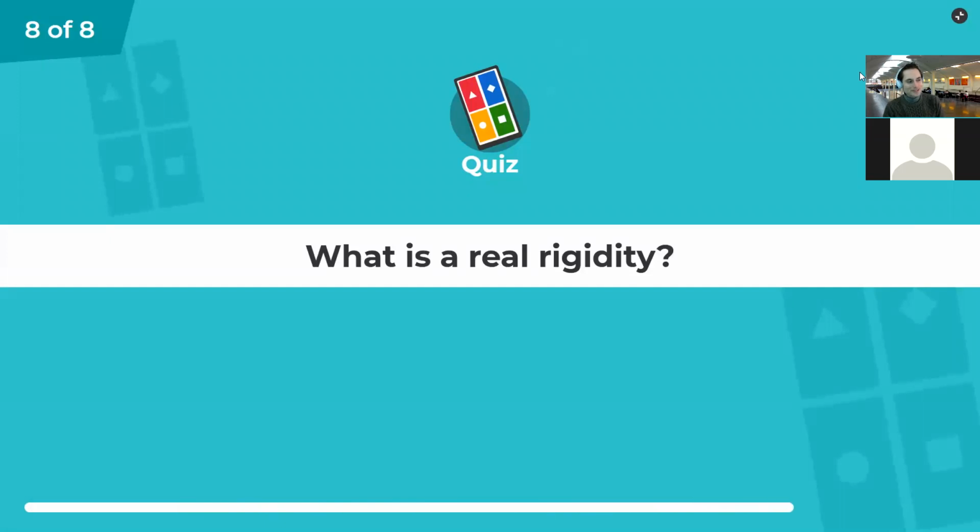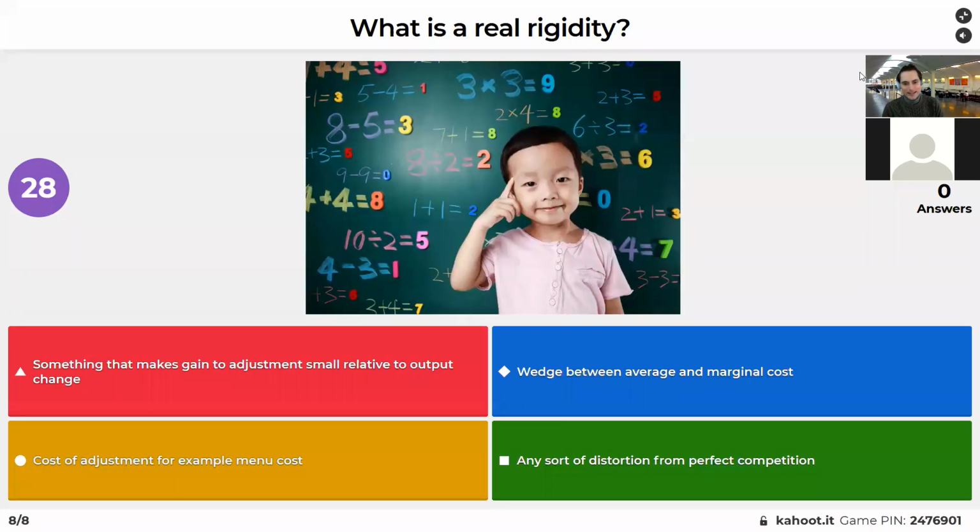Now, this is a hard one. What is a real rigidity? They talk about it a lot in the textbook. Is it something that makes gain to adjustment small relative to output change, wedge between average and marginal cost, cost of adjustment, for example, menu cost, or any sort of distortion from perfect competition?